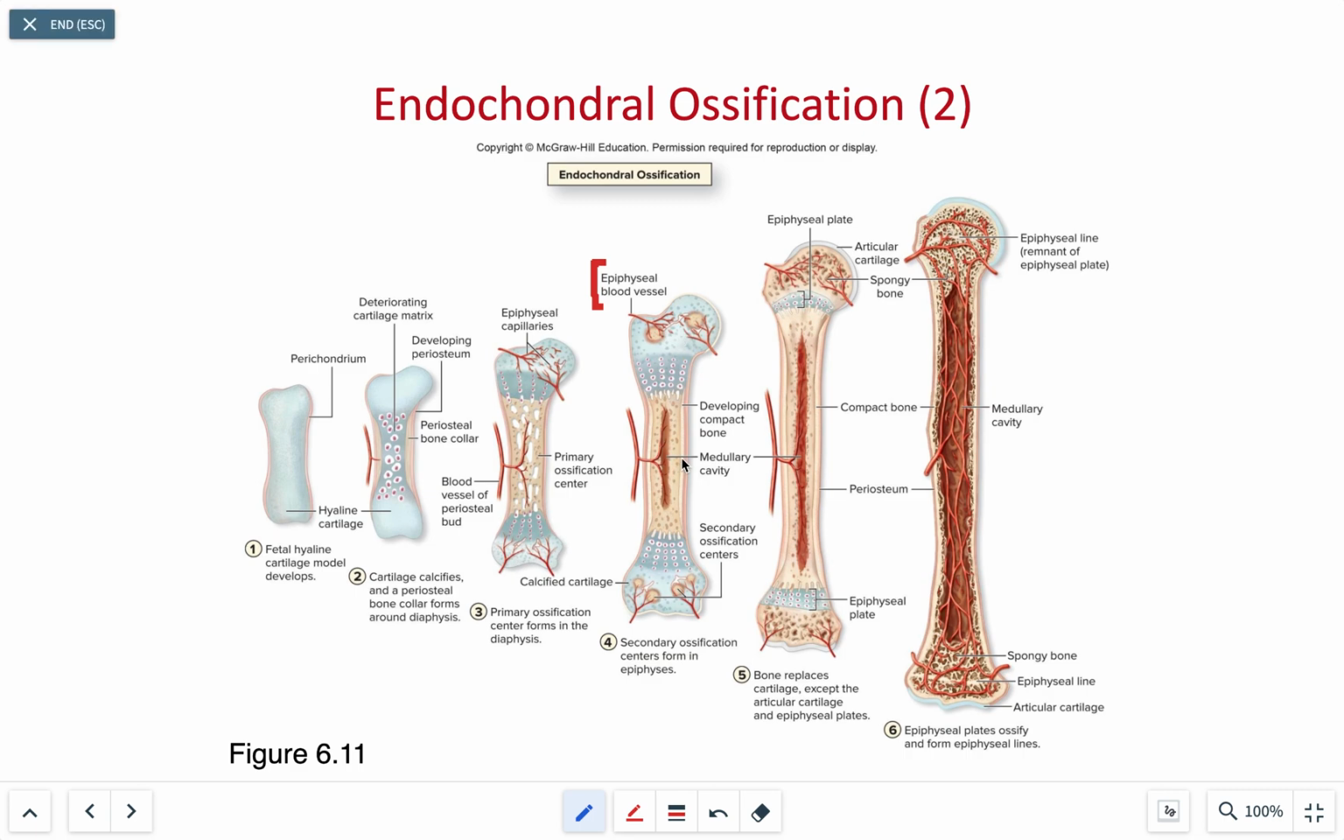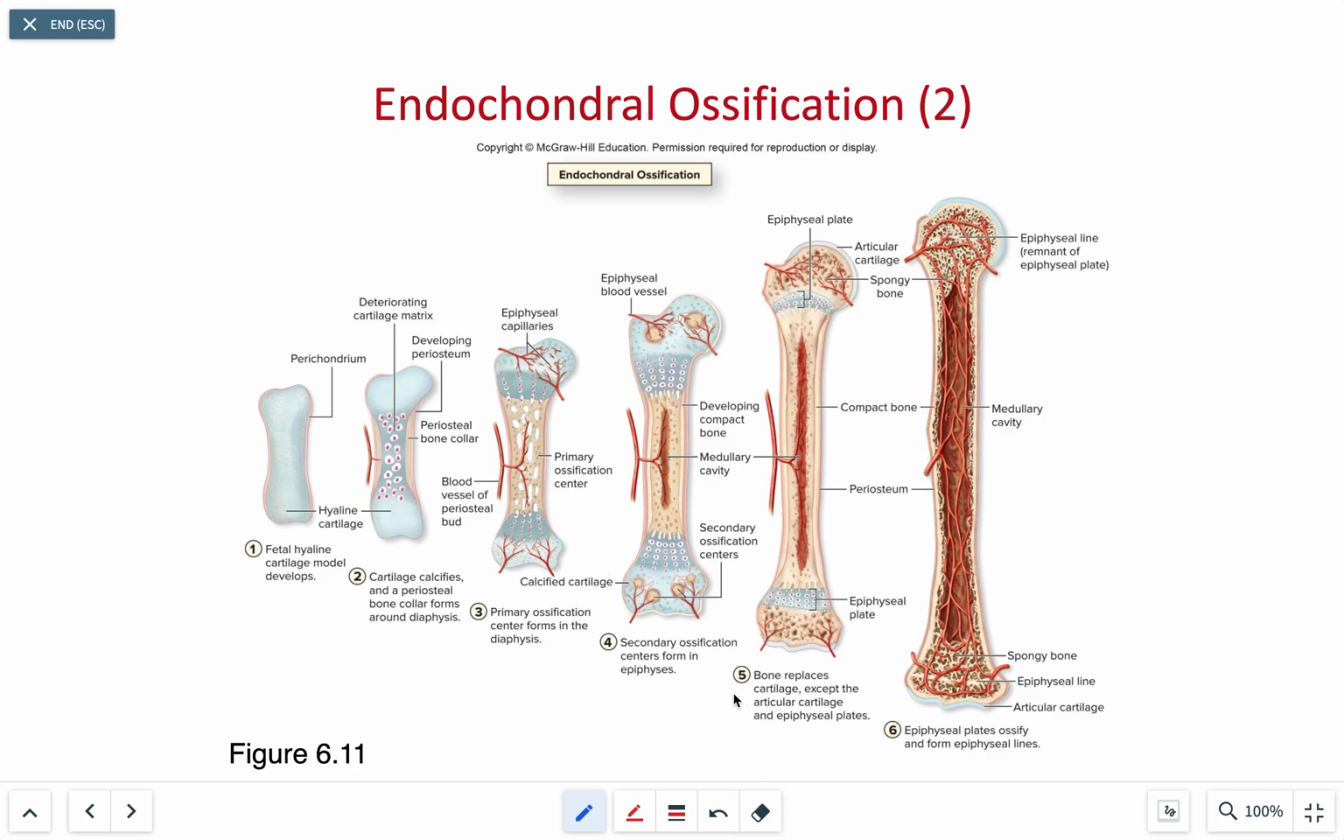In the diaphysis, what we're going to see is the formation of the medullary cavity. This formation of the medullary cavity is due to the increase of osteoclast activity. Osteoclast, as you remember, increases the reabsorption of the bone matrix, and that helps form the medullary cavity.